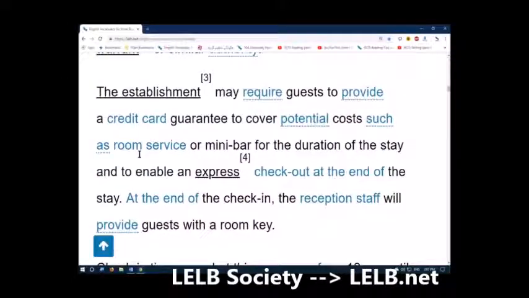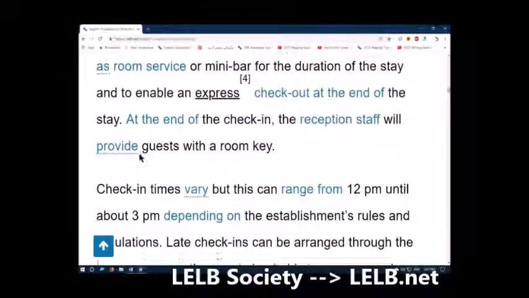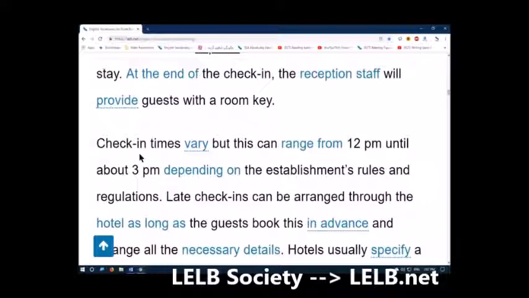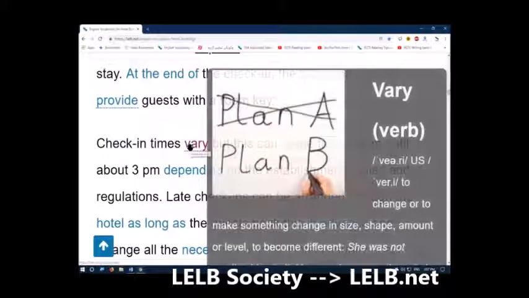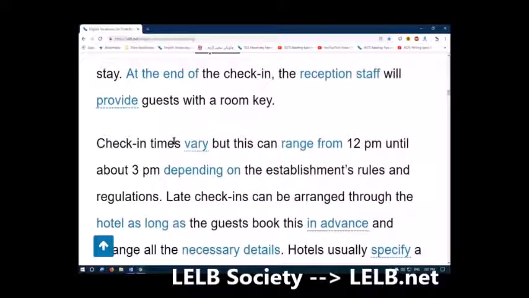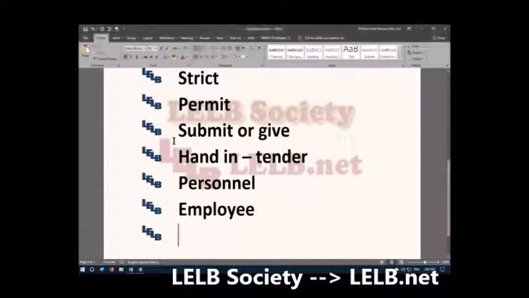Okay, this paragraph was rather short. Check-in times vary, but this can range from 12 p.m. until about 3 p.m. depending on the establishment's rules and regulations. Yeah, vary means differ, change. So don't pronounce it "vary", which is a typical mistake. It's "vary".